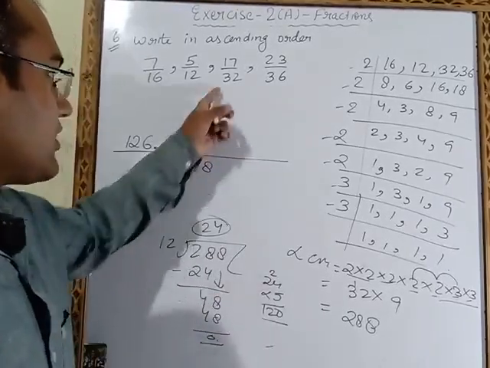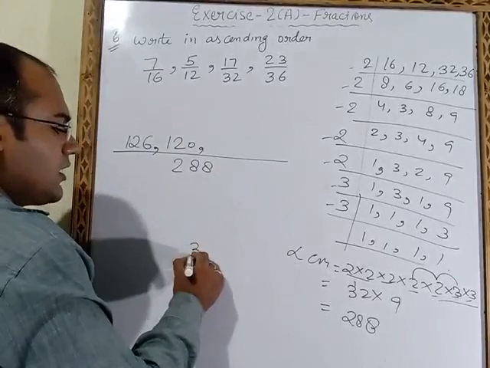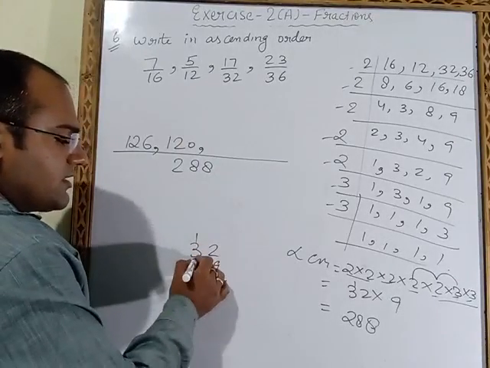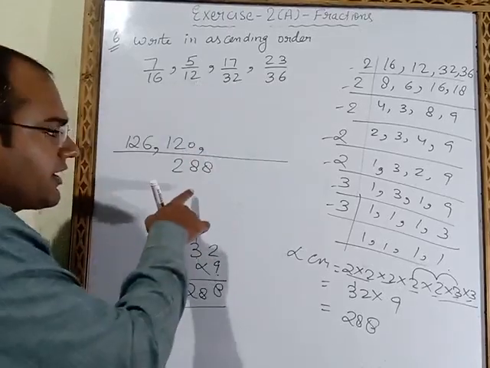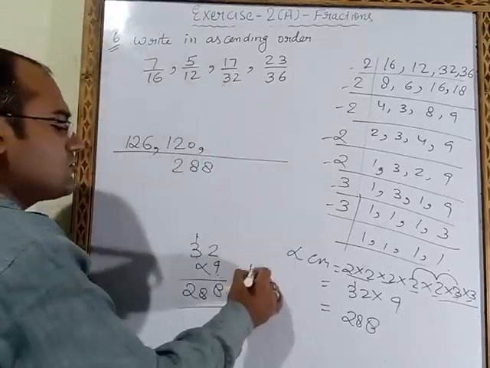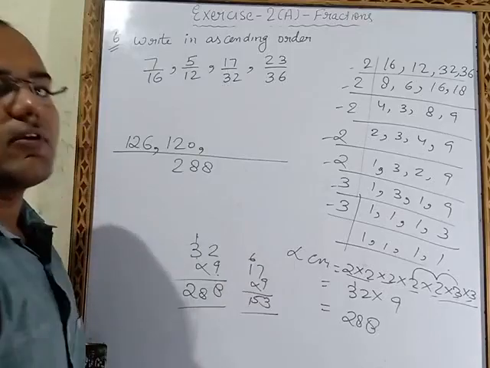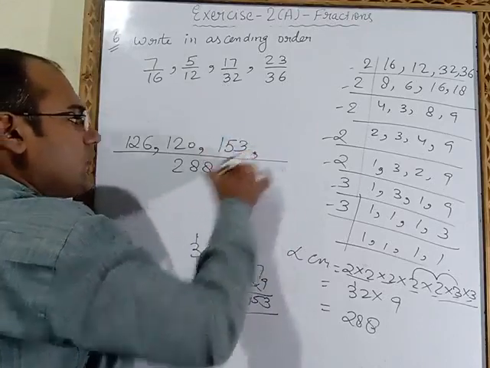Now 32. With the table of 32 we have to check 288. 32 9s, if we do 9 2s are 18, 9 3s are 27, and 288. So 32 9s are 288. That 9 into 17 if we do, the answer will be 153. So here we have to write 153.